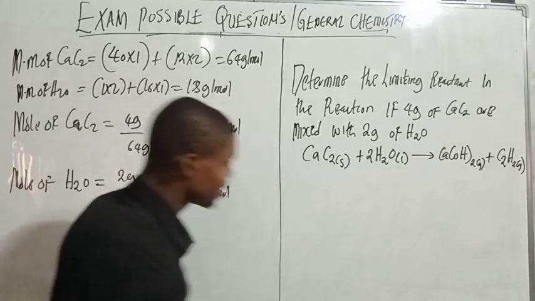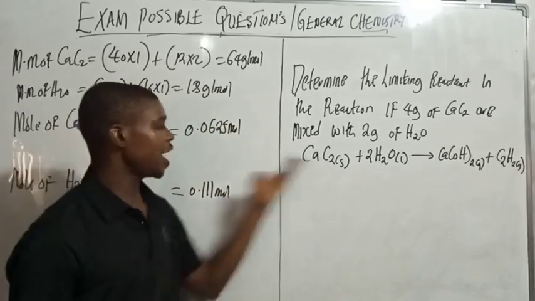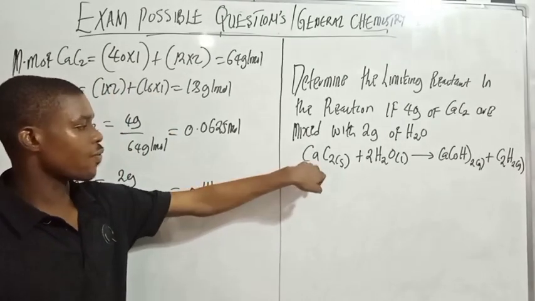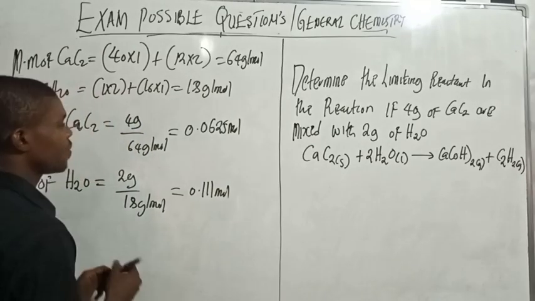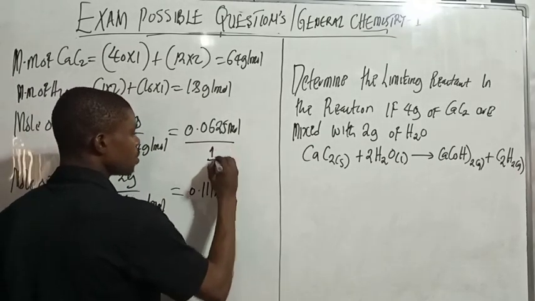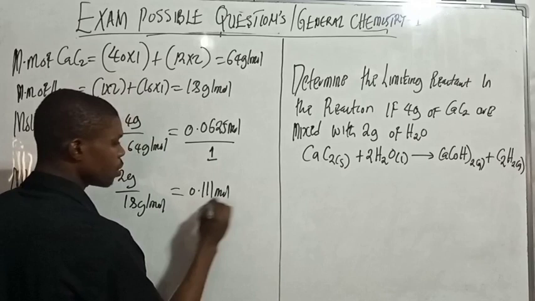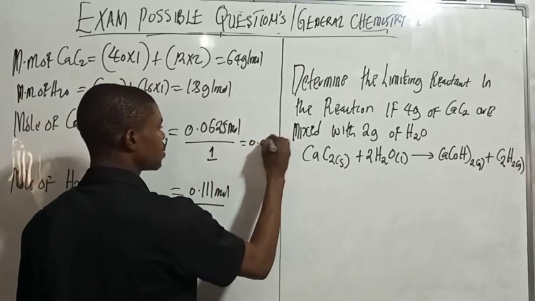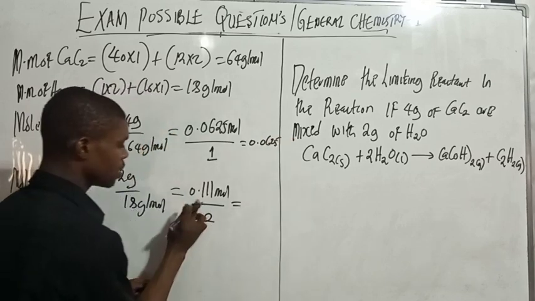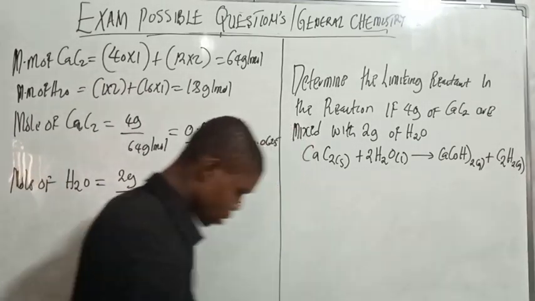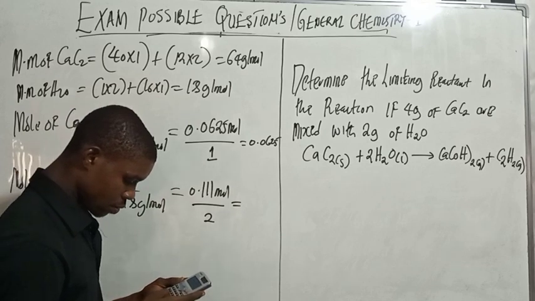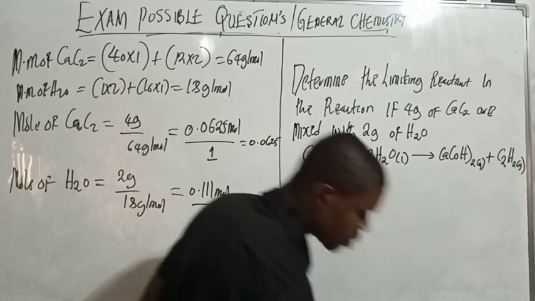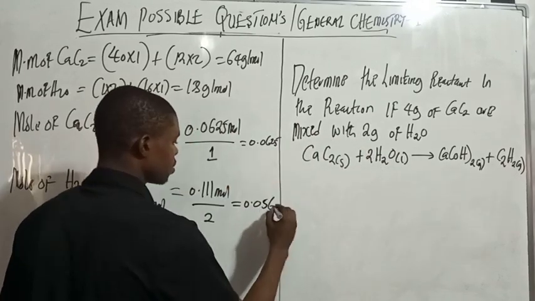So to get the limiting reactant, now you have to divide each of these by their coefficient. Now, what is the balanced coefficient of calcium carbide? It is 1. If it's divided by 1, the mole is the same. Water's coefficient is 2. You get that? So here you are going to get 0.0625, and you're going to get 0.111 divided by 2. Here we have 0.0555. Do you see that?